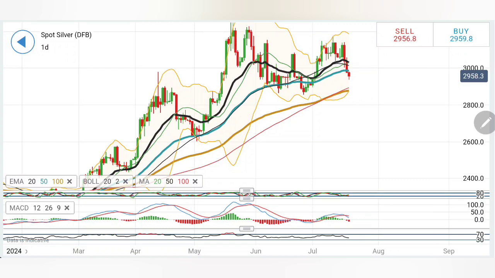Very clear. On the downside, I will recommend a selling entry at 29.40-50, below which the possibility of 29.20 and 29 will be very, very high. And in fact, we can see it moving towards 28.75 levels as well. Take your trades accordingly.